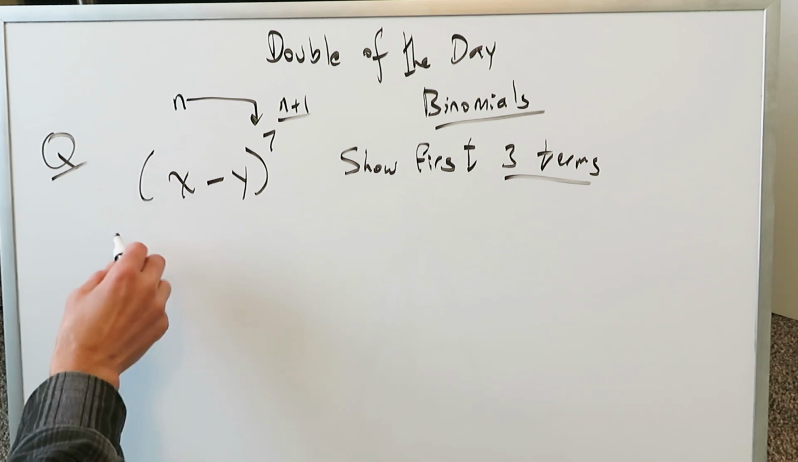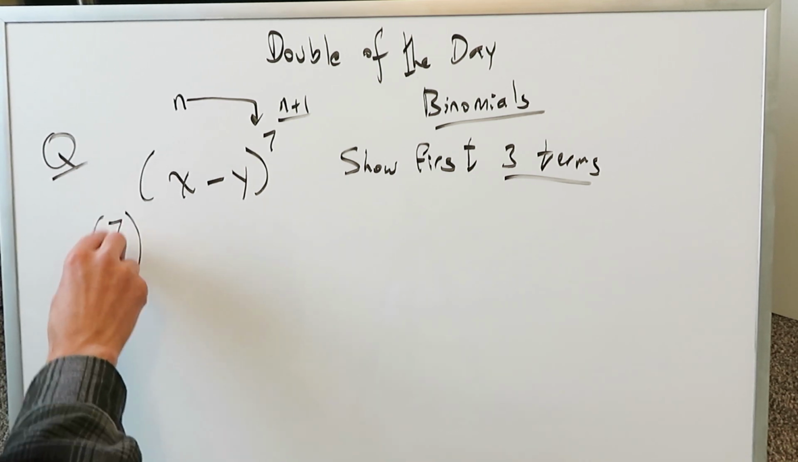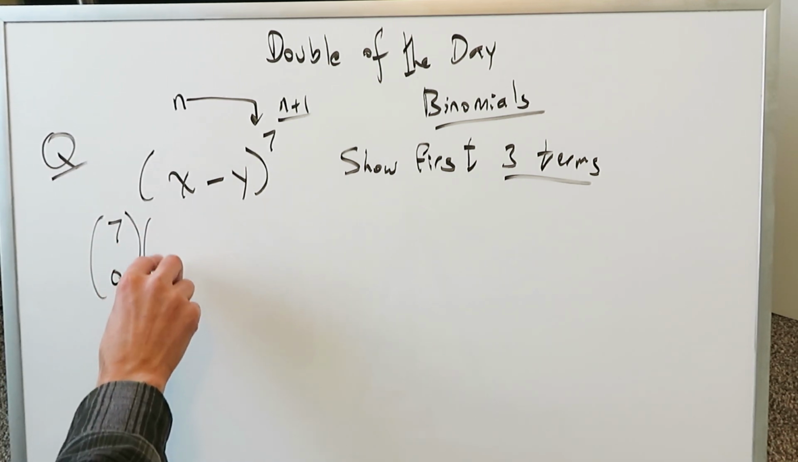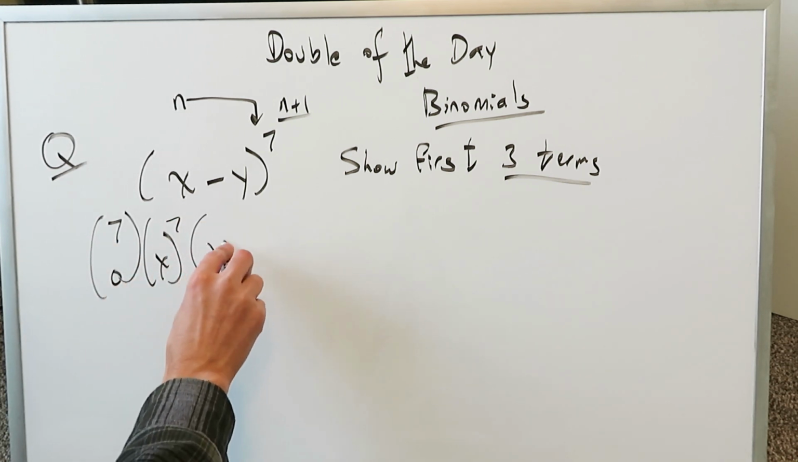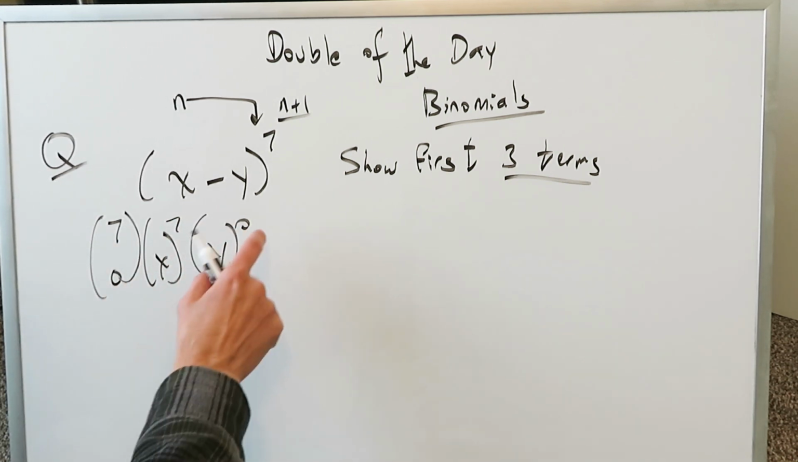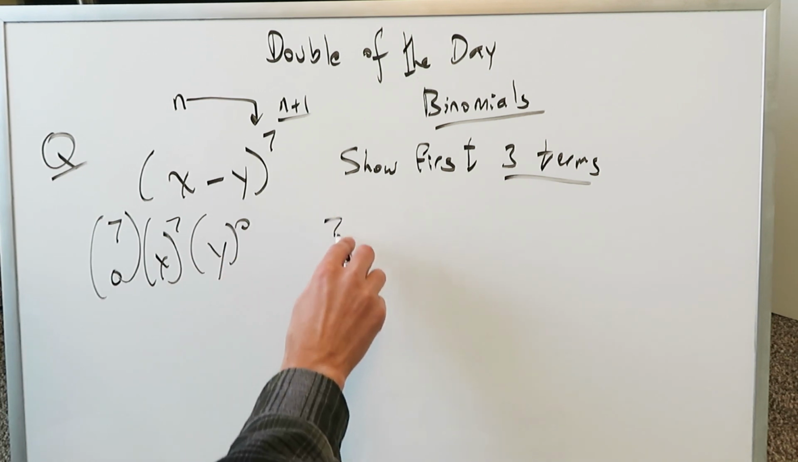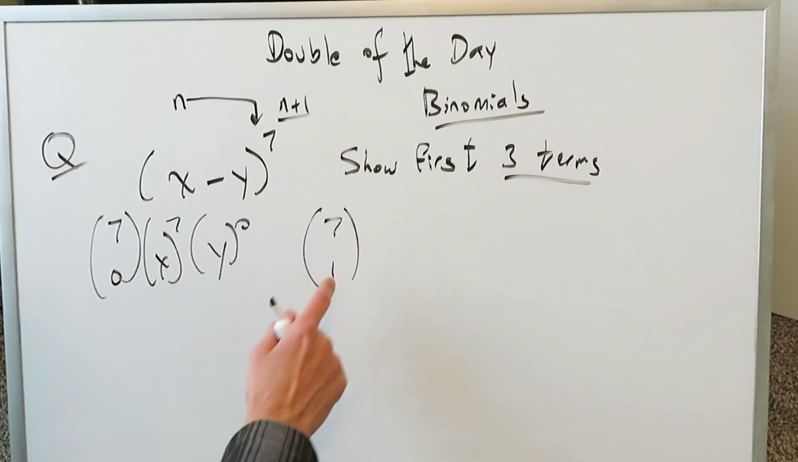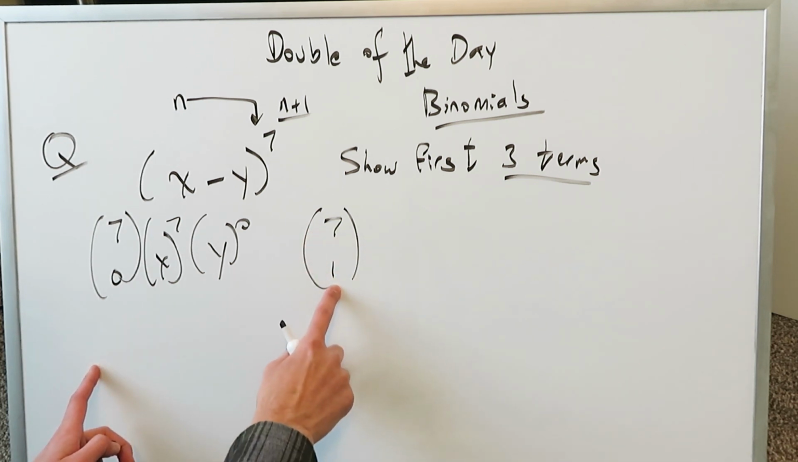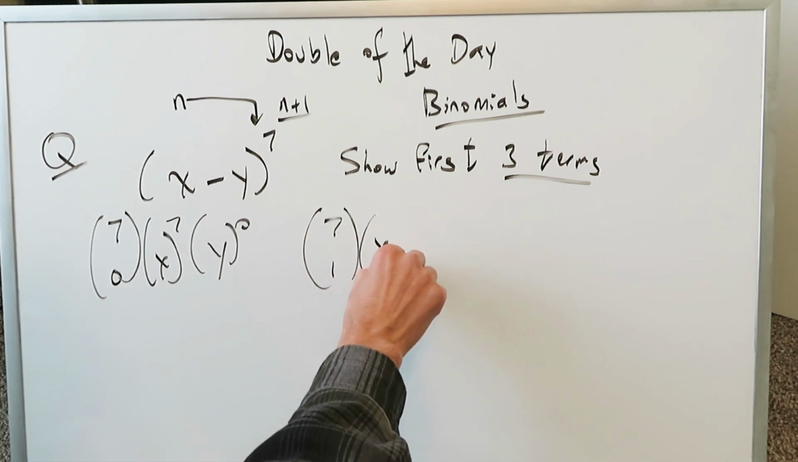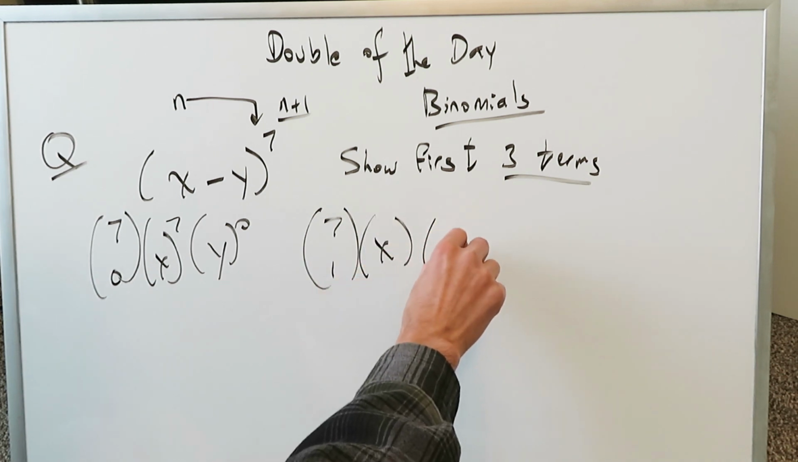We will have a 7 and then an r, which here will be a 0. This will be our first term, 7C0. Then we'll have x to the 7 minus 0, which is a 7, and then y to the power of 0, and we will not worry about the signs just yet. Then the next term, we have 7C1 now. You're increasing the r value by 1, and that will automatically adjust everything that follows.